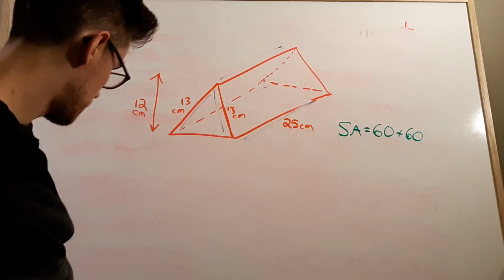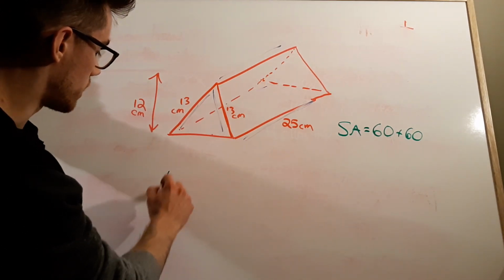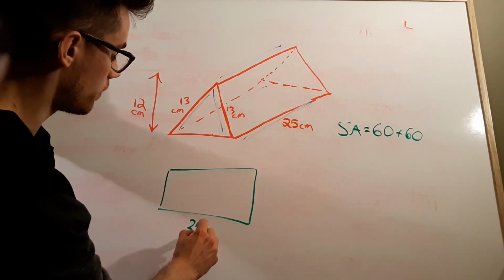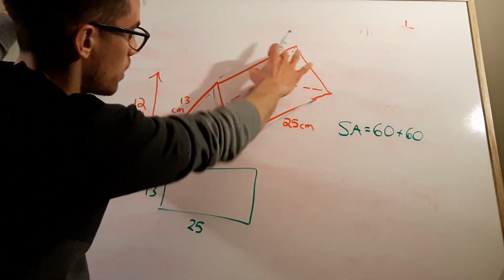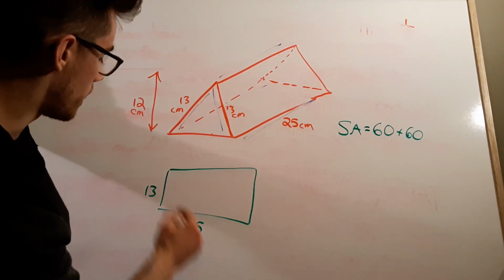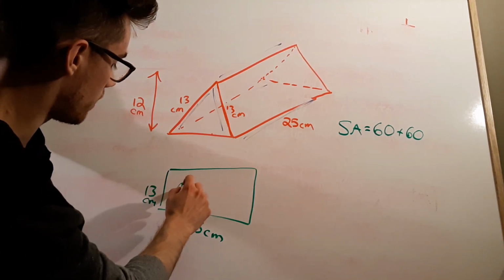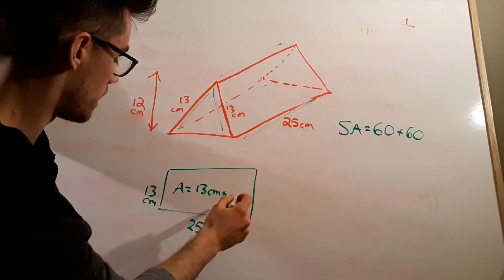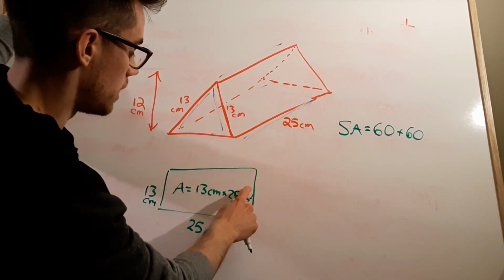So we found the area of the front and the back triangle. Now let's find the area of these two side rectangles. So we have a rectangle with a side length of 25 here, and then a height of 13. And again, that's the same one as this back one that has 13 here, and a length of 25. So we have 13 centimeters and 25 centimeters. So when I find the area, that's going to be 13 centimeters multiplied by 25 centimeters. And I'll put the units on that one in a second here.